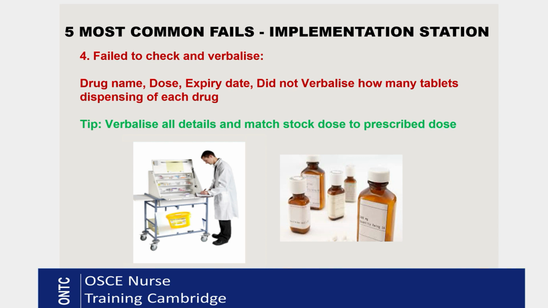Please read and verbalize the drug name, what you're dispensing, the name on the box, the dose, the expiry date, and then verbalize clearly how many tablets of each drug you are dispensing. The examiner is quite far away from you and can't clearly see how many little tablets you're dispensing, but you need to verbalize it correctly because they need to understand that you have given the correct dose. So what would be my tip for that?